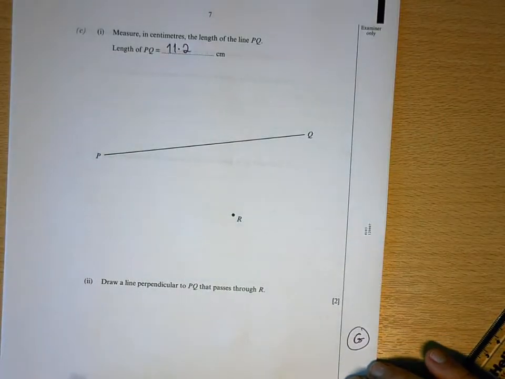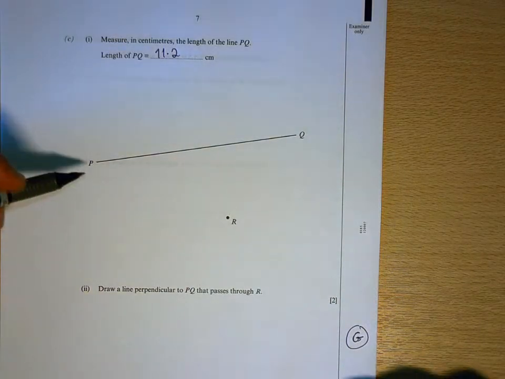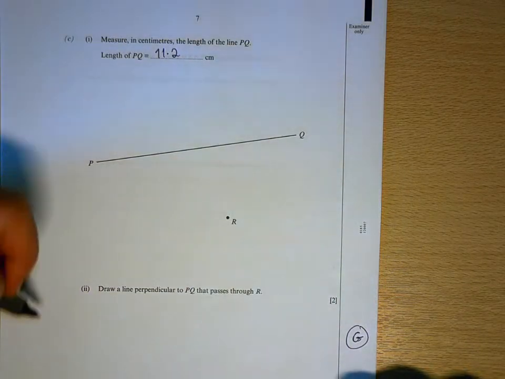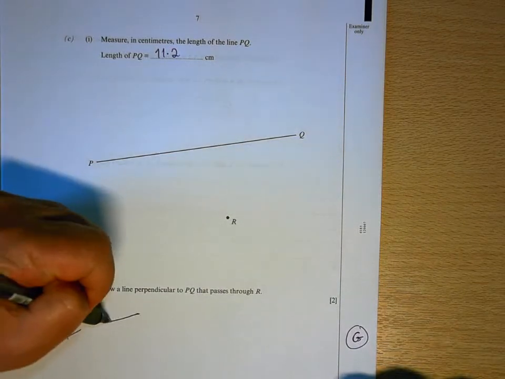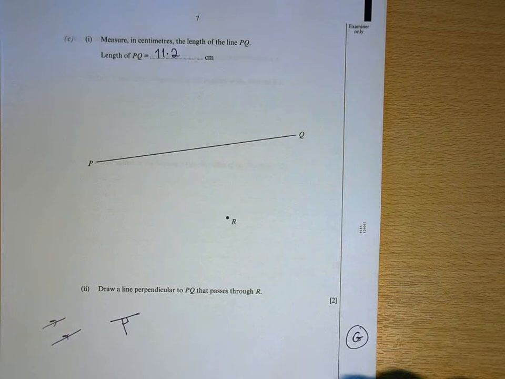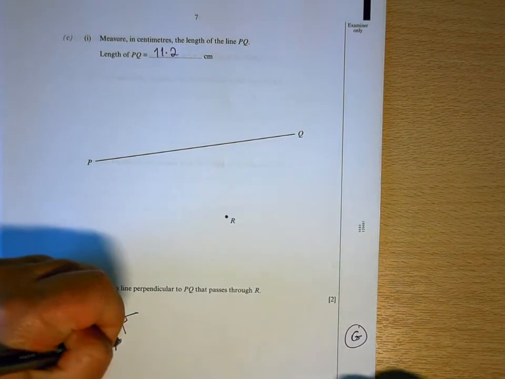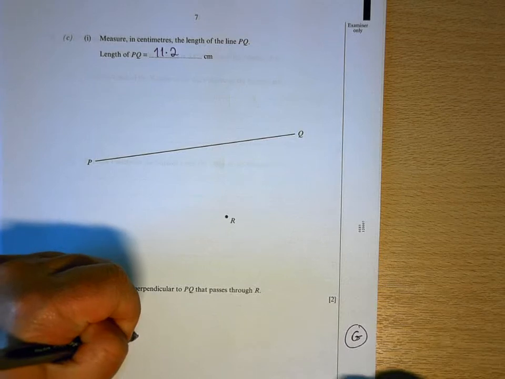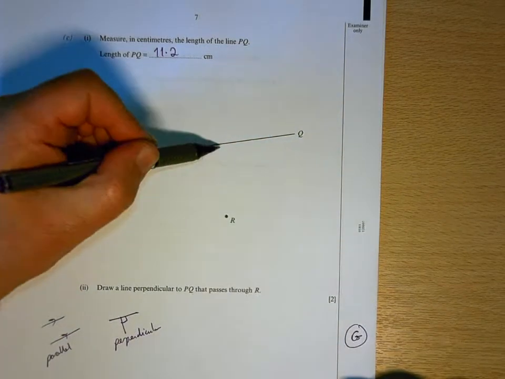And draw a perpendicular line to PQ, so it passes through R. Parallel lines go like that. That would be parallel. Perpendicular lines go like that. That would be perpendicular. So our perpendicular line is going to be at right angles to that.